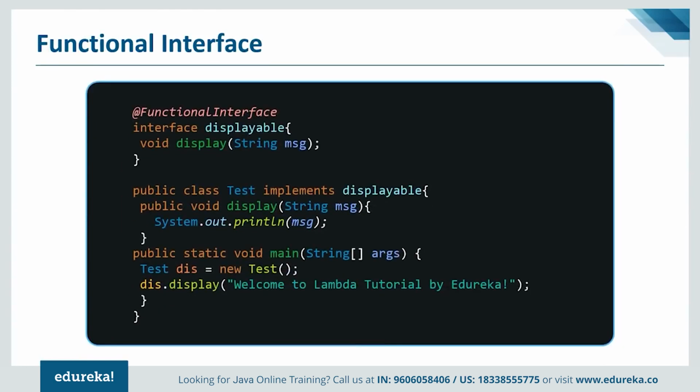This is one code snippet where you can very easily identify what is a functional interface: an interface with one single abstract method. By default, whenever you write a method in an interface, it is a public abstract method. So this is one example of a functional interface and how we can use it. Let me write some code for you in order to make you understand the functional interface.